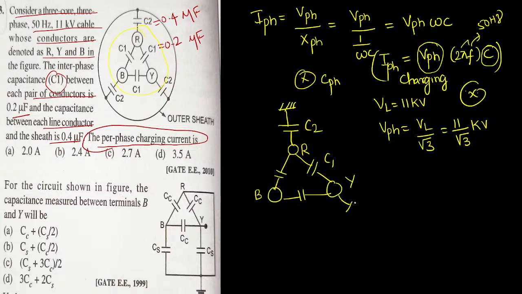Next, here a capacitor is given, C2. Definitely that will be connected with what? The outer sheath. Outer sheath means it will be connected with the ground only. So this is also connected with the ground. This is outer. Inner values will be considered C1, right?